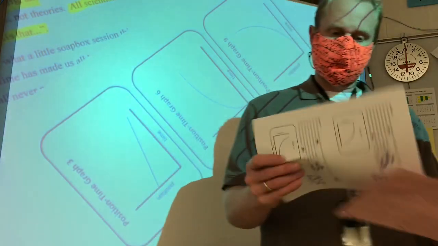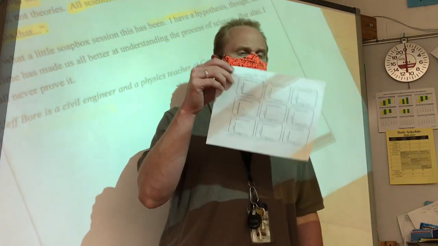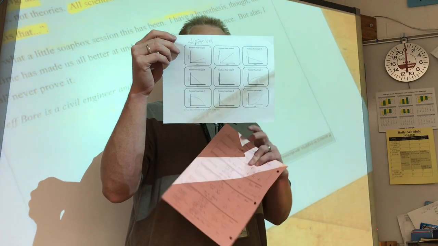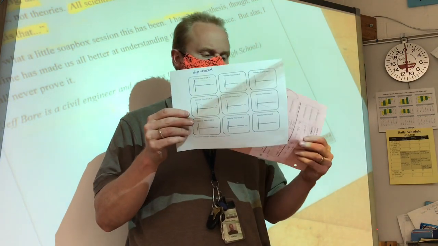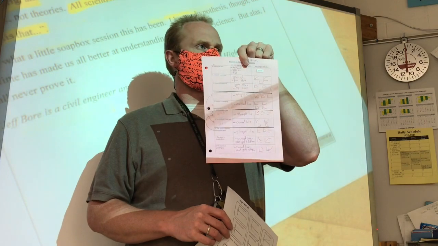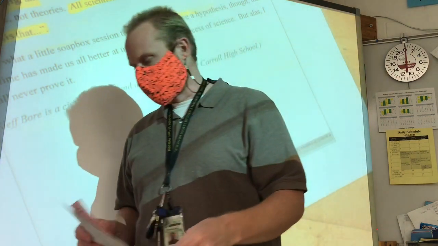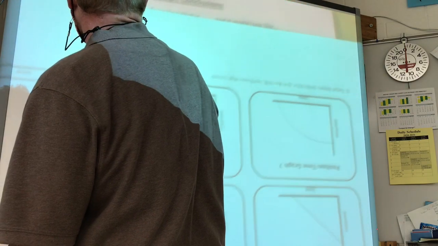I want you to pull out two things. Pull out your motion graphs, the position versus time graphs, numbers 1 through 9. However, now we're going to flip it over to letters A through I. And then your sheet is red. It says velocity versus, or position versus time. Flip it over. And today we're going to fill out the velocity versus time graph.